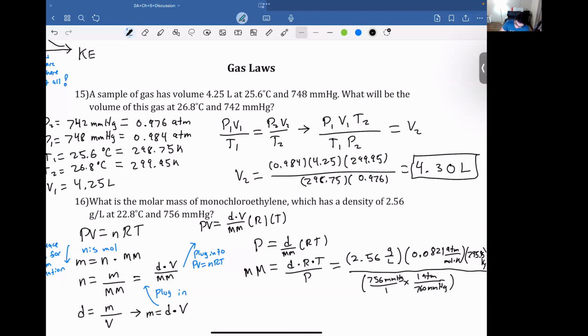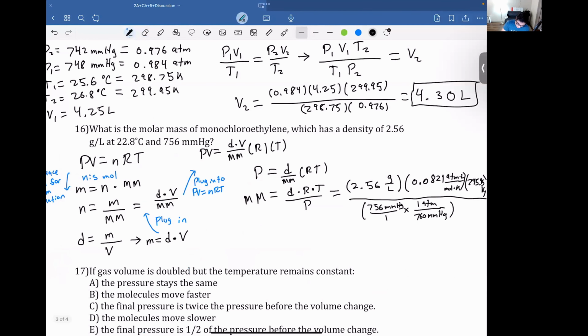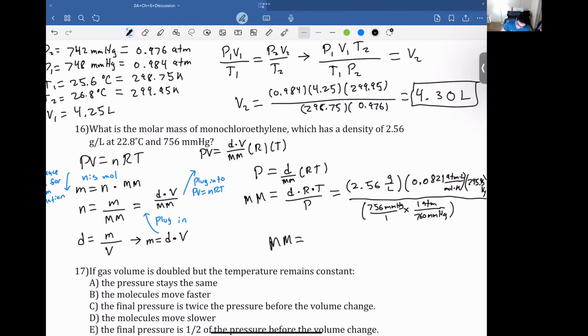Now I actually did forget a unit here. This is atm times liters per mole Kelvin. Now, if you do this all, you'll see everything crosses out. So these liters cross out, these atms cancel out, these kelvins cancel out, and then you're left with grams over moles. Then we end up with 62.53 grams per mole, and that is the molar mass. All right.